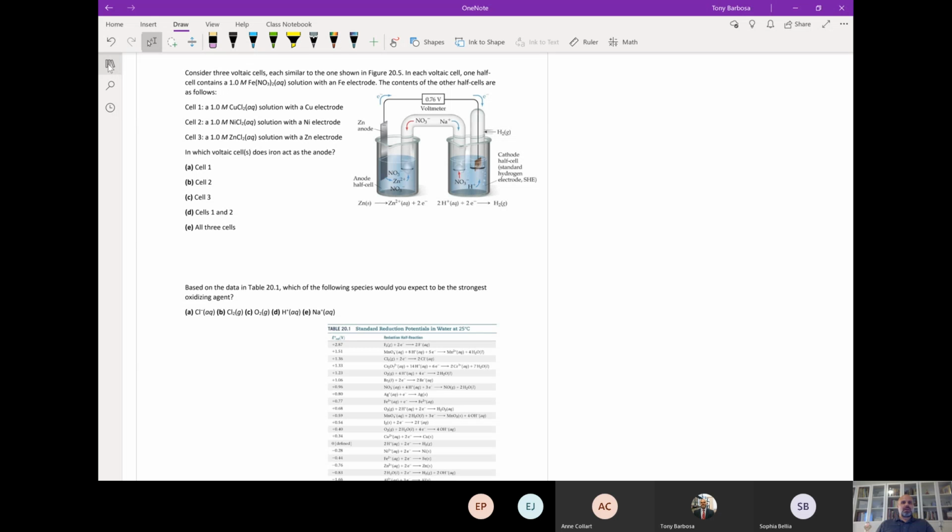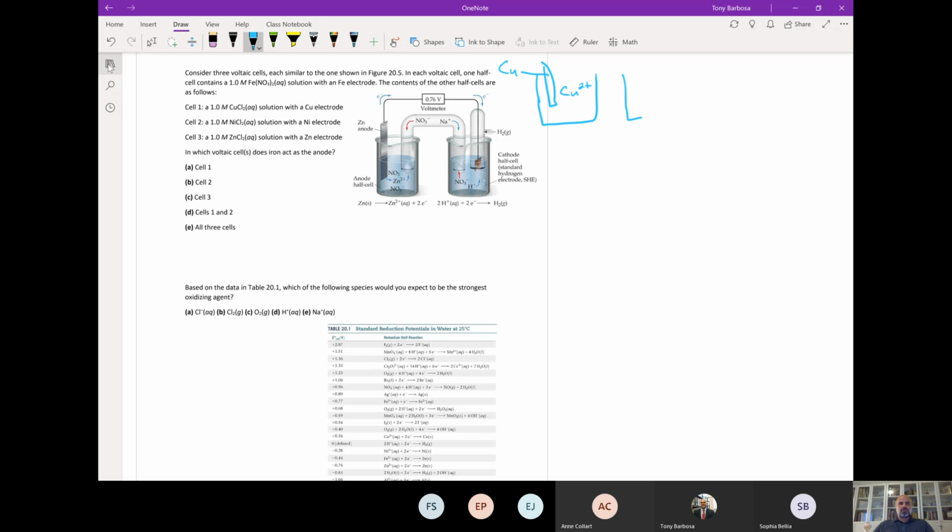In which voltaic cells does iron act as the anode? So you have 3 different ones. And, all right, so if we look, I'll just draw them out, right? We have, in one container here, container 1, copper, right? Copper electrode, and we have copper 2+ ions floating in solution.